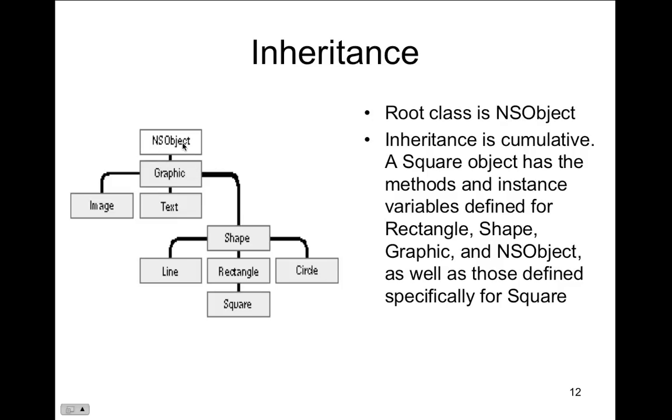So in Objective-C, we've got object on the top. So root class is NSObject. Inheritance is accumulative, same concept as C++. So a square object has a method and an instance variable defined for rectangle, shape, graphic, and NSObject. So square down here is rectangle, shape, graphic, NSObject. So it's accumulative, same thing with C++, and we can follow through the lines of inheritance. In a square, we have graphic methods, graphic data, anything that would be exposed or inherited through the line, containing all of the original functionality of the previous hierarchies.